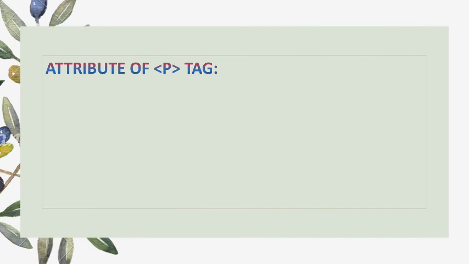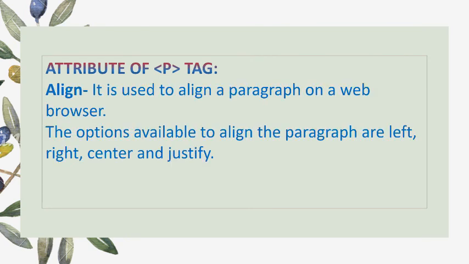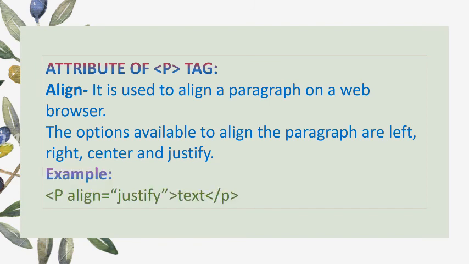Attribute of P tag. Align. It is used to align a paragraph on a web browser. The options available to align the paragraph are left, right, center and justify. By default, paragraph tag aligns the text to the left. The example for justify alignment is given here.